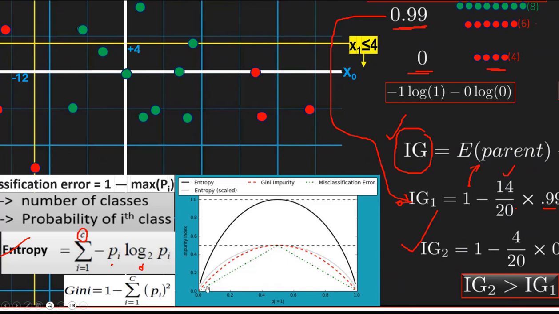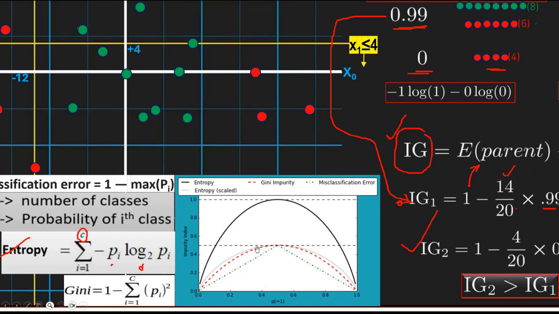And there is another one called misclassification, whose formula is 1 minus max p_i. The probability of one class is always higher than the probability of another class, so that is why the single highest probability is taken. So you will get a linear line here. Similarly, you will get a linear line up here, because the probability of the other class will supersede after 0.5. That is why this linear curve is coming. So there are three curves. If you look here, this is the misclassification error, this is your Gini, and this is your entropy.